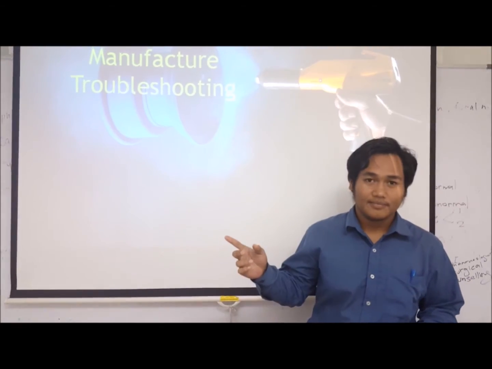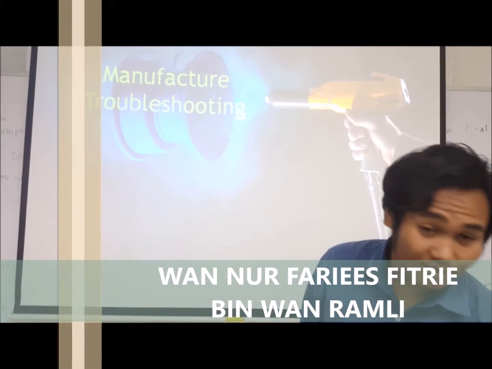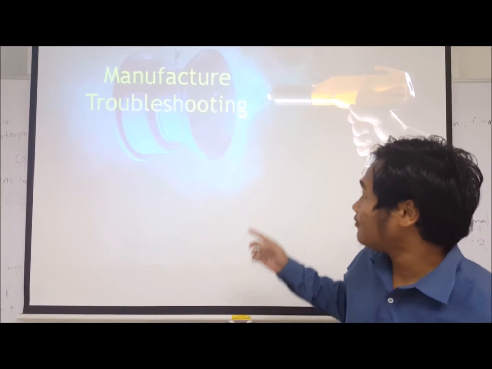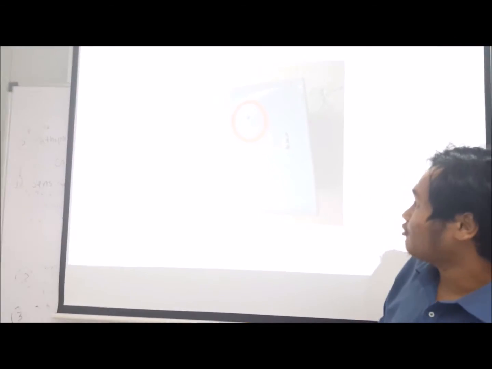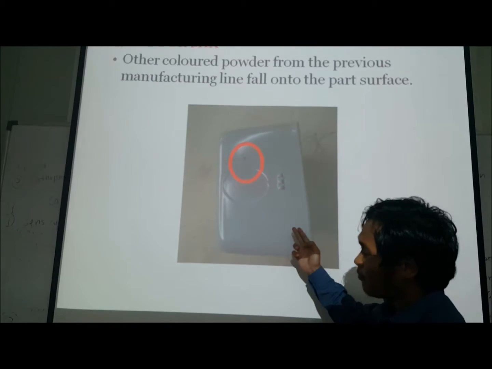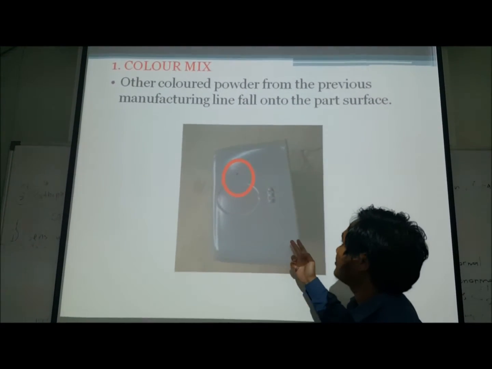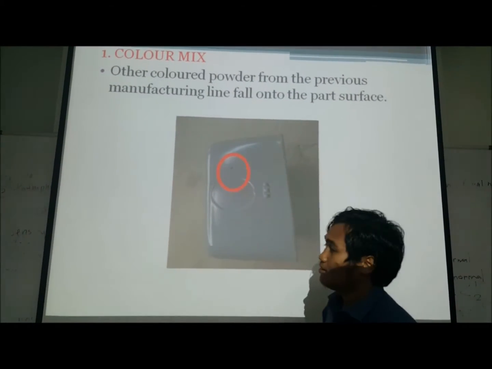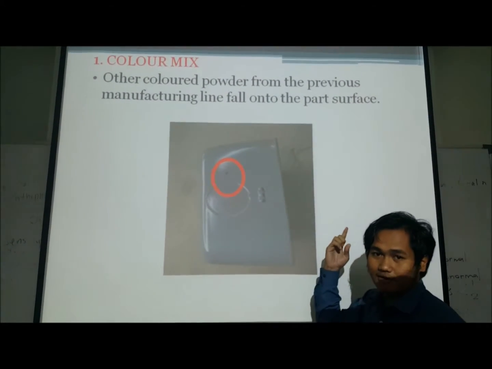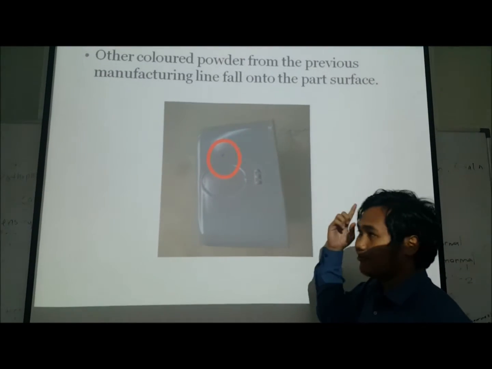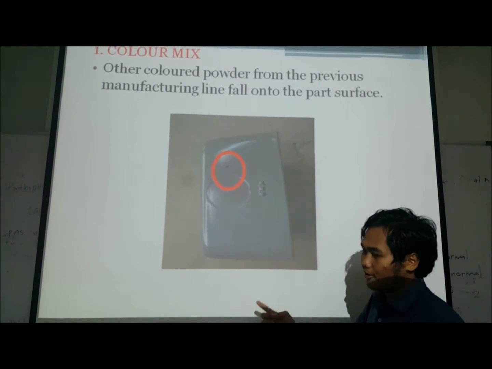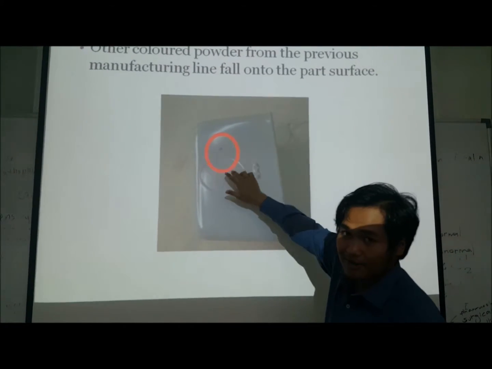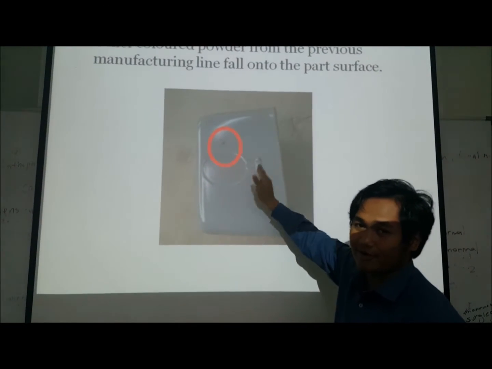As we talked earlier, the common problem in our industry is color contamination, which is the first contamination: color mix. As you can see, this is an example of a rejected product. This product was supposed to be coated with silver, and the previous batch was coated with black. Unfortunately, the color of the previous batch dropped on this batch and made it a defective product.